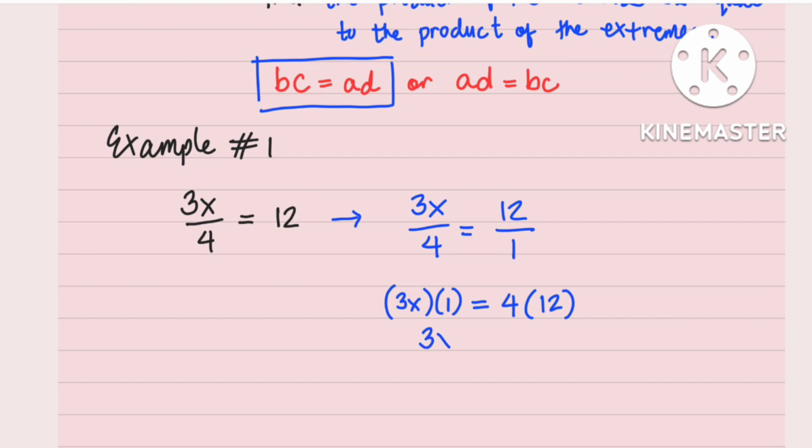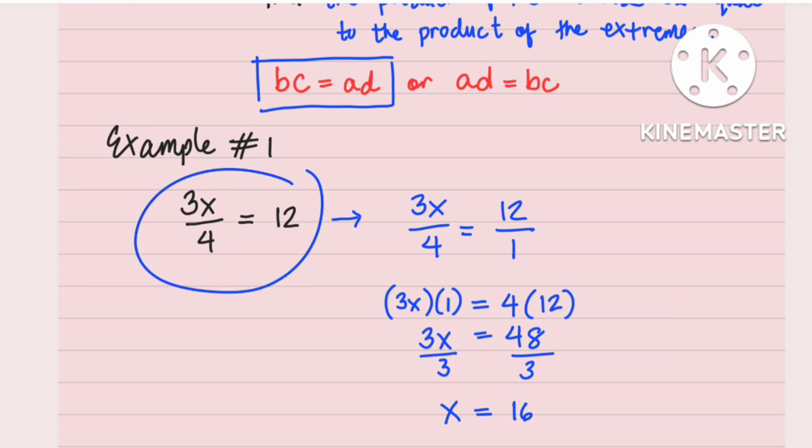This will give us 3x equals 48. Dividing both sides by 3, we will obtain 16. So when x is 16, this equation is true. Let's check. 3 times 16 divided by 4, is that equal to 12? The answer is yes. So the answer is 16.